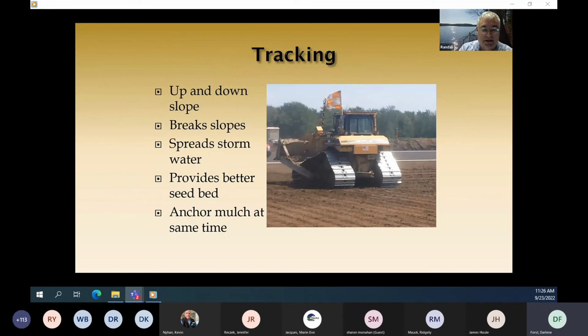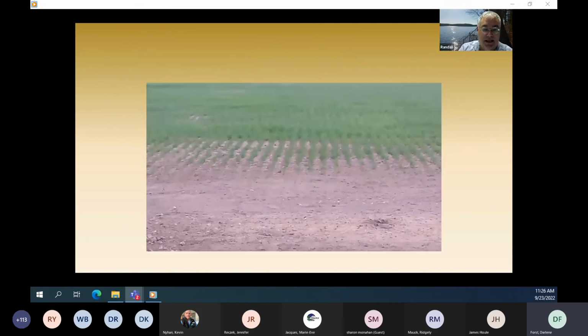You're going to run it up and down the slopes. The specification is that it's going to be used to break up the slope. Those cleats on the tracks of the bulldozer in this photo are making these little divots that are going to spread out stormwater. It's going to reduce the concentrated flow. It's actually going to provide this little microclimate for the growth of seed mix. And you can see in this photo where that bulldozer did the tracking.